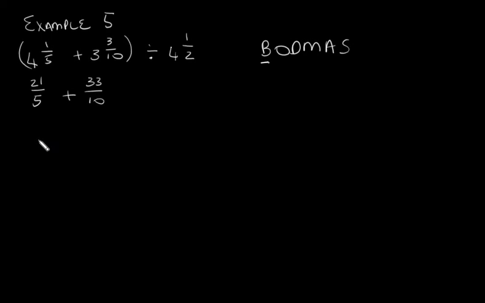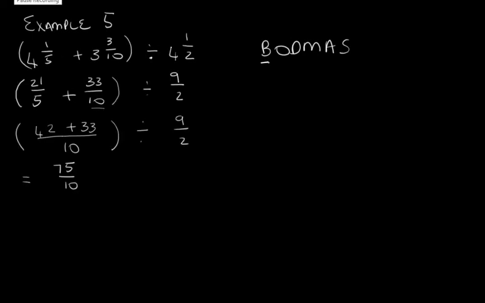We need to find our LCM. And the LCM for 5 and 10 is 10. That's correct. What did I do to 5 to get 10? I multiplied by 2. So I must multiply 21 by 2 as well. That would give me 42. And that one doesn't change because the denominator is 10 already. Now 42 plus 33 is equal to 75. That will give us 75 over 10.